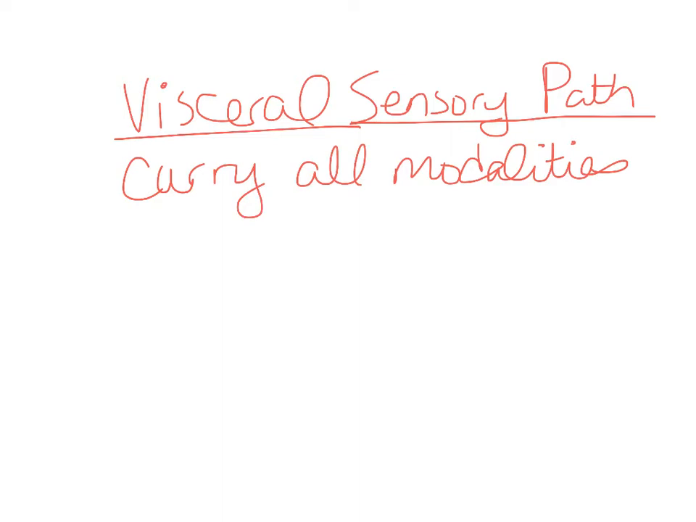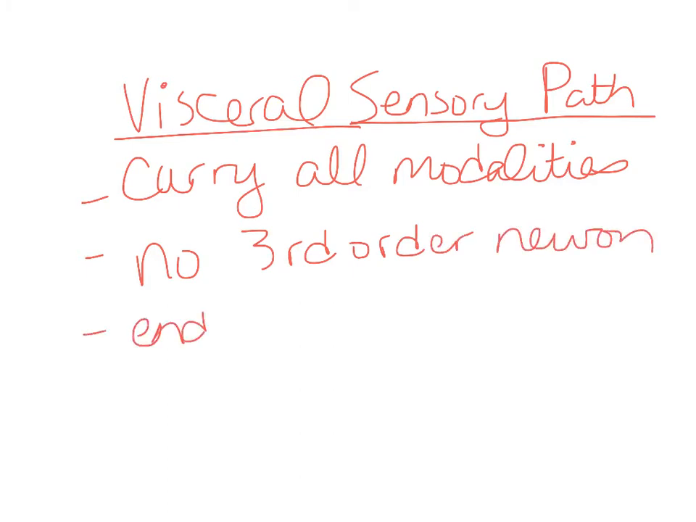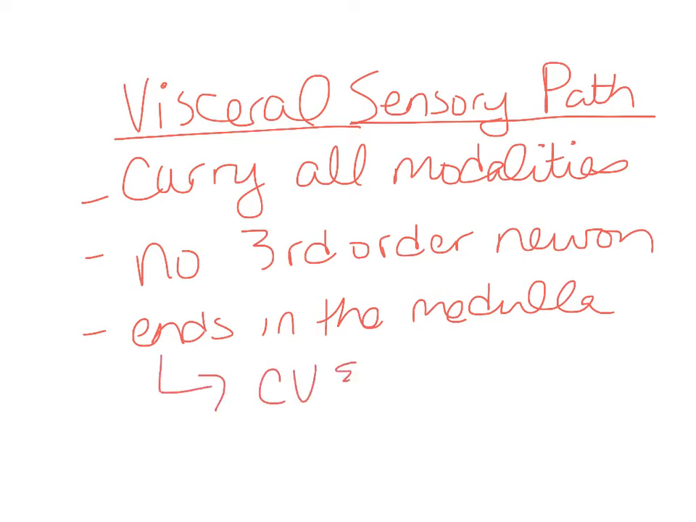The first order neuron is going to go all the way up to the brainstem or the spinal cord, and that's where it's going to synapse. And it's going to end in the medulla oblongata. So again, same thing, no third order neuron. Ends in the medulla. Right? And then the medulla is going to be able to communicate to the cardiovascular and respiratory centers.